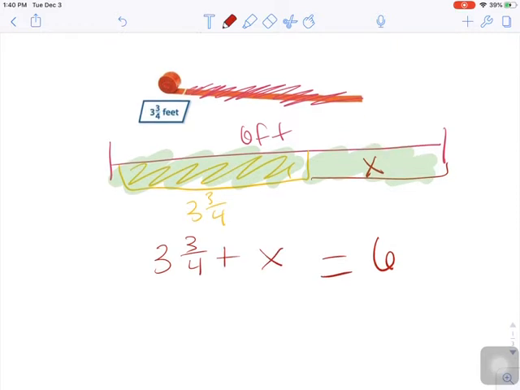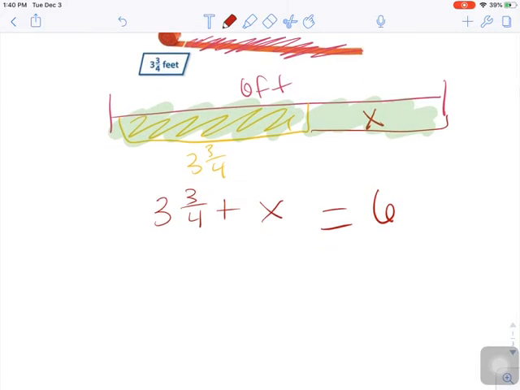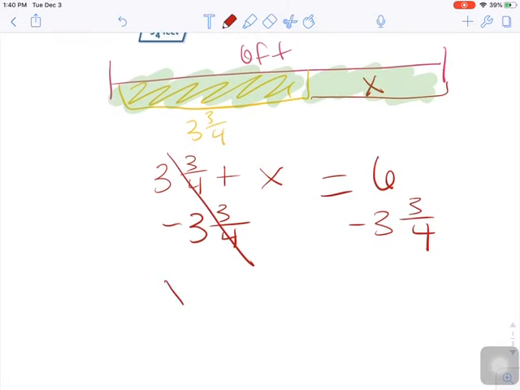And now we just have an addition equation where we can undo the operation to solve for our missing variable. So remember, when we're dealing with addition, we're going to undo it by using the opposite operation, which is subtraction. So we're going to subtract 3 3/4 from both sides. Remember, these cancel out. So we're left with x equals 6 minus 3 3/4.